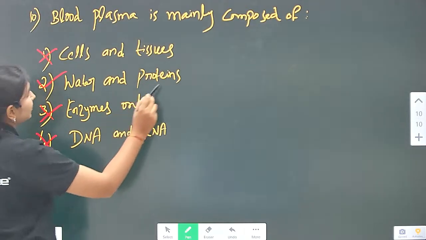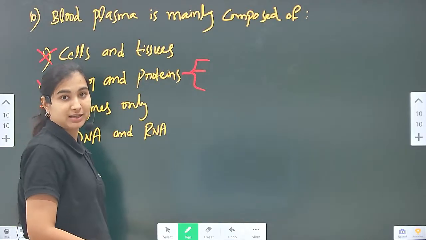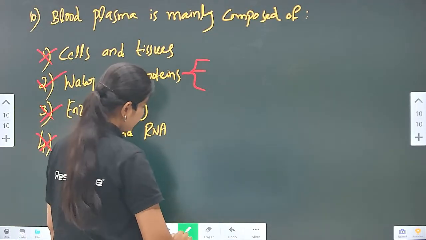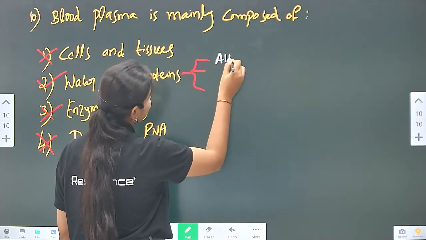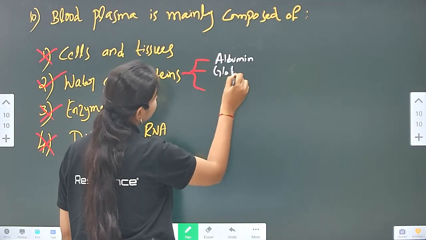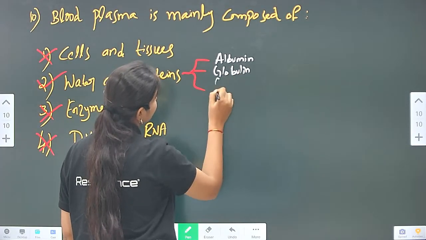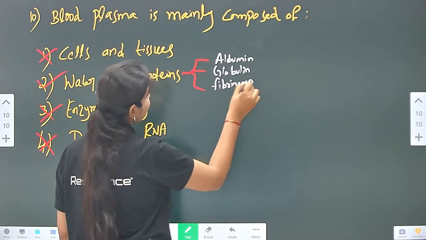Now what are the proteins which are mainly present? We mainly have 3 proteins, right? What exactly are there? The 3 proteins which are present are albumin, globulin, and then fibrinogen.